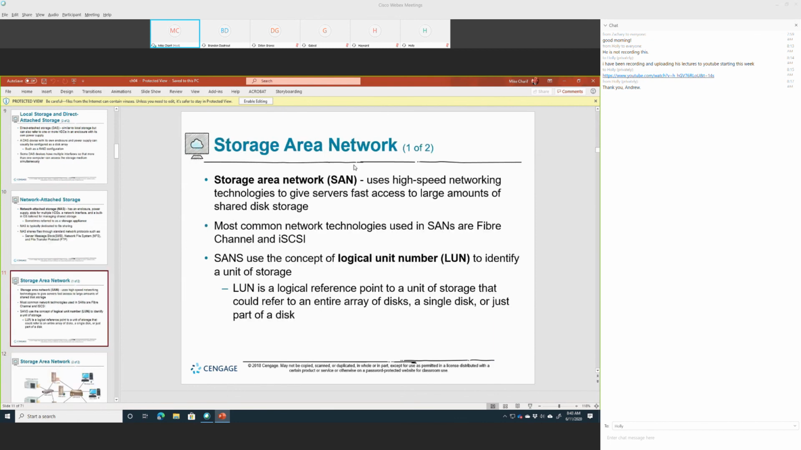Okay, this is the most popular one, like I said, especially when you deal with servers with virtualization. They use a high-speed network technology to give servers fast access to a large amount of shared disk storage.